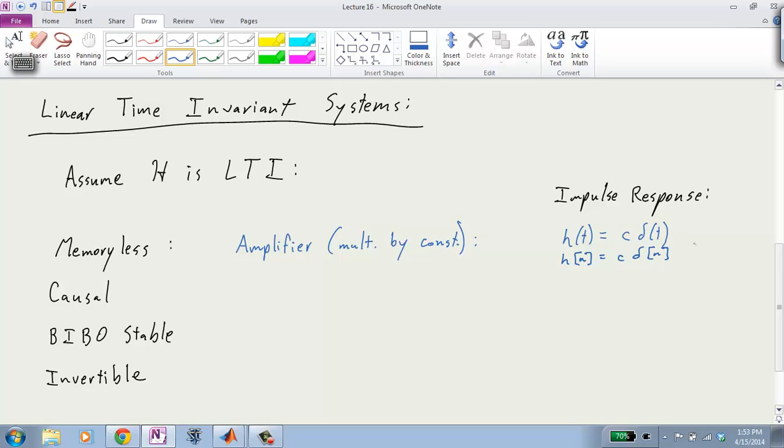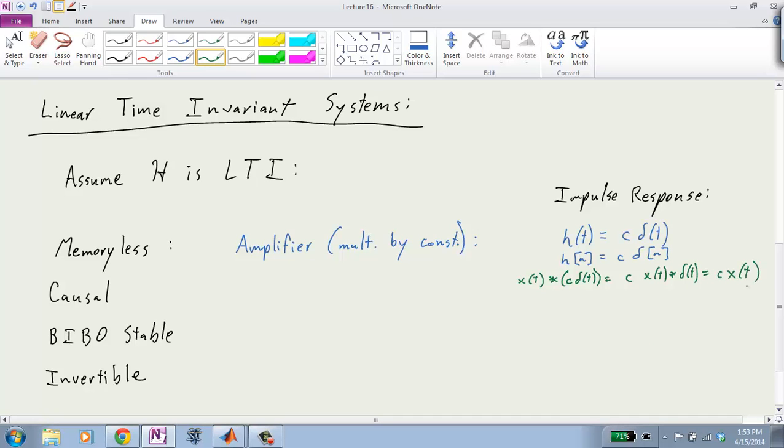We can check that. We can say, let's look at h of t, x of t is our input, convolved with c delta of t. And that should equal, by linearity, c times x of t convolved with delta of t. And hopefully you recall, or you can check, that x of t convolved with delta of t is just x of t.